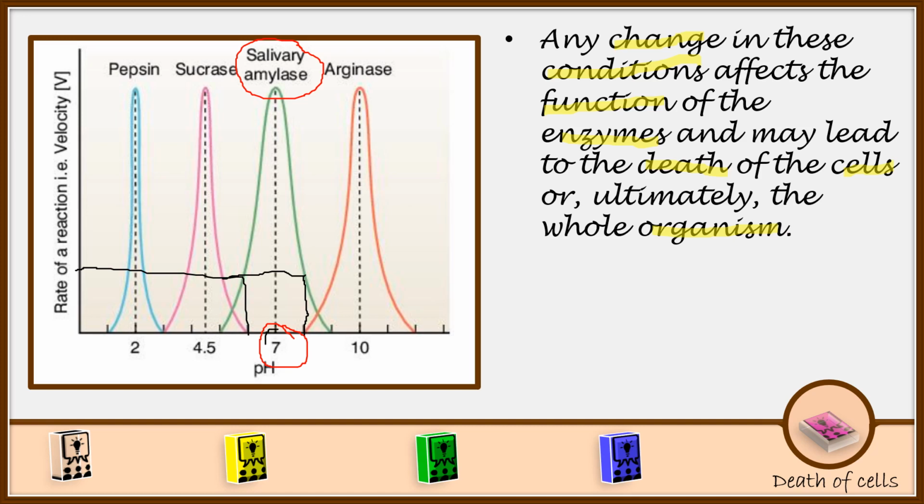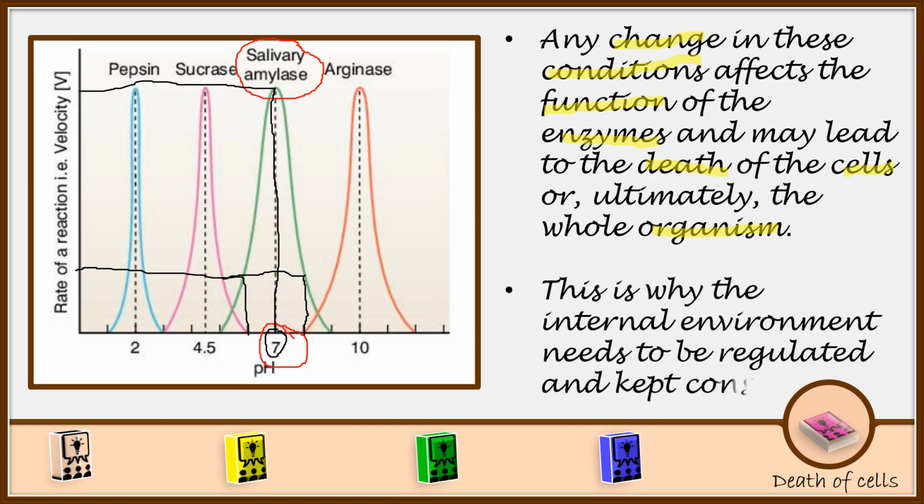Yet if it was still at 7, you can see that at 7, the rate of reaction is at its maximum, meaning that enzyme salivary amylase works best when the conditions are maintained at the pH of 7. Should the pH of 7 be lowered, the rate of reaction is going to decrease. And should the pH of 7 be increased, then also the rate of reaction is going to reduce, meaning that a change in condition is going to affect the function of the enzyme, and this one may lead to the death of the cell because of low rates of reactions.